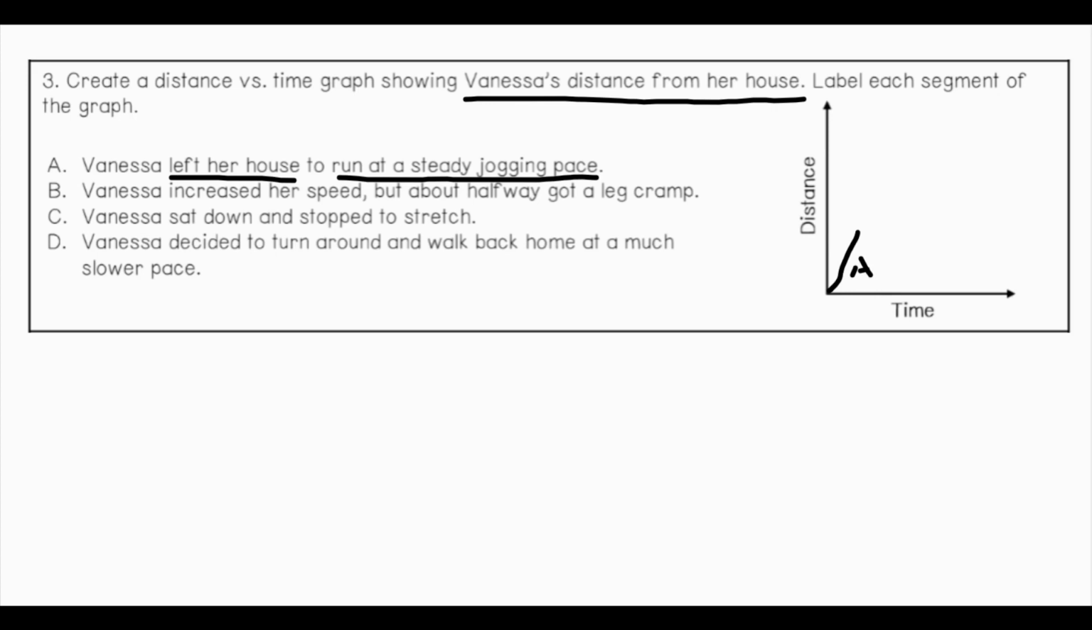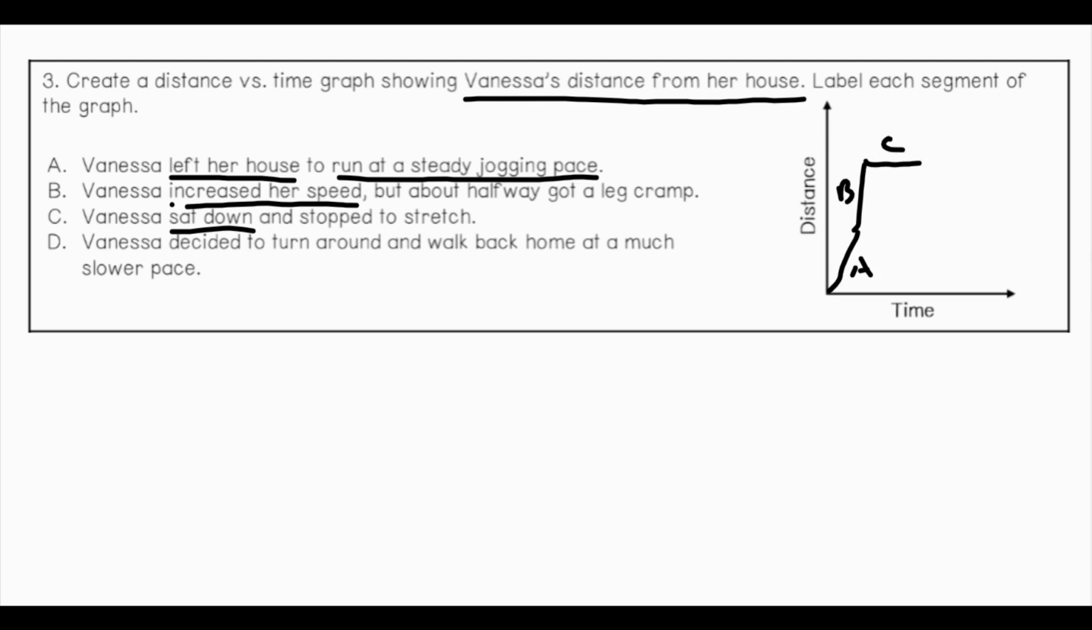Now, part B, Vanessa increased her speed, but halfway got a leg cramp. So, increasing her speed would tell me that's moving faster than her run. So, I would have an even more slanted line as part B. Now, part C, Vanessa sat down and stopped to stretch. So, sitting down would tell me that distance is not moving as time is increasing. So, this is a horizontal line. So, this is part C.